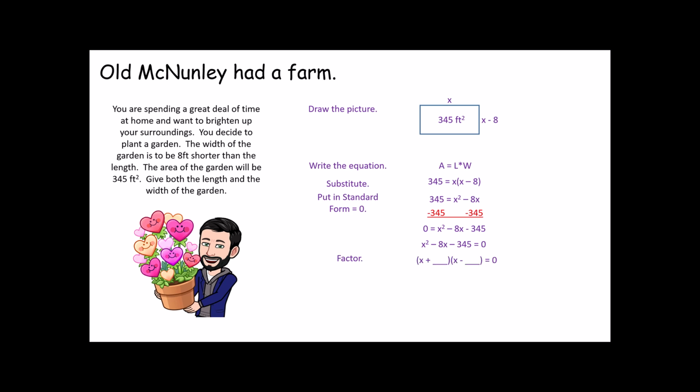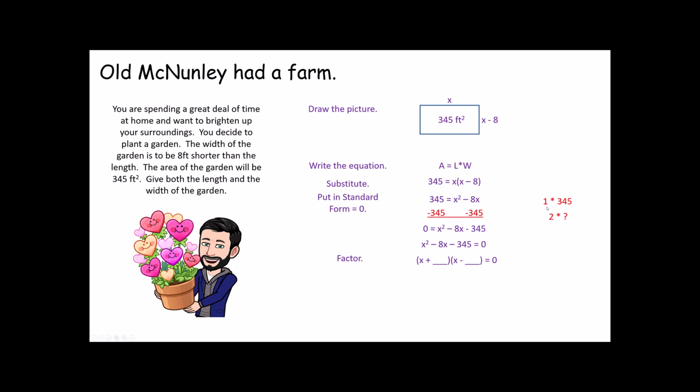I know the only way to get an x squared is to have an x and an x. I know by this negative 345 that these signs are going to be different, because a positive times a negative is the only way to get a negative 345. Now this is a pretty involved problem, because I have to start looking for what things multiply together to give me 345, and then figure out which of those will add up to be a negative 8.